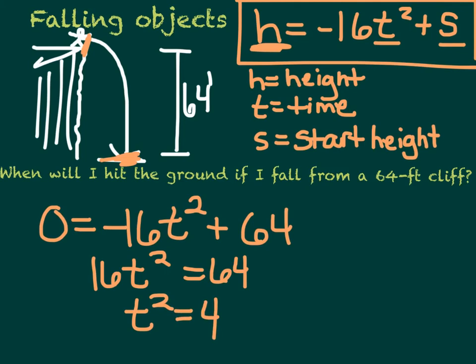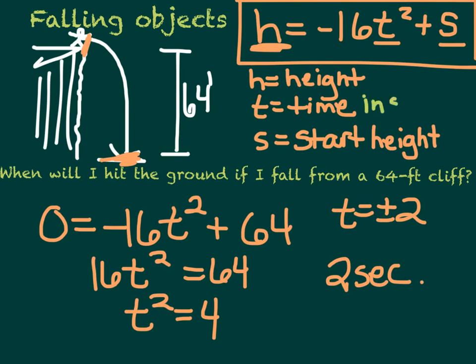And take the square root of both sides. T equals plus or minus 2. Now, because this is a word problem, and I'm not going to be falling back in time, although that would be really cool, we're just going to go with the positive and say our time is 2 seconds. I guess it would have helped if I'd have said t is time in seconds. So add that in your notes. Time in seconds. 2 seconds. That's a pretty short fall.